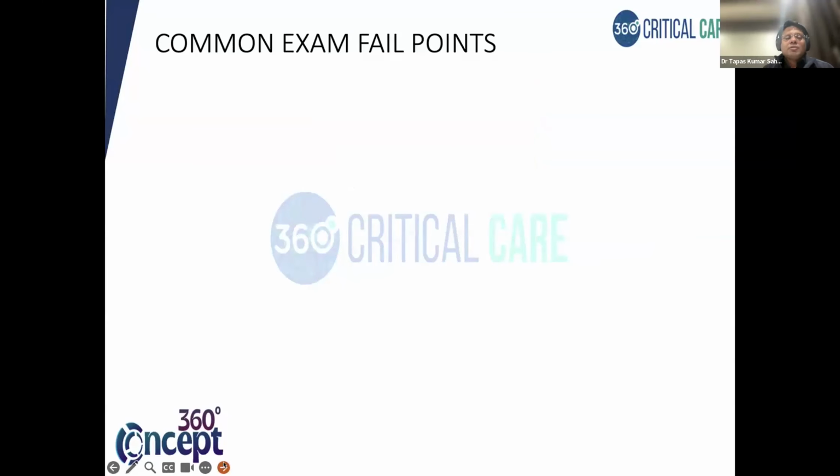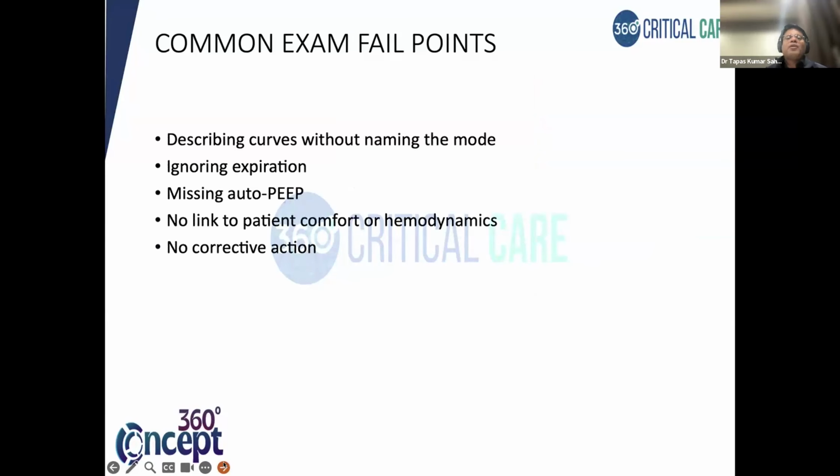Now, common exam fail points. When you are talking about gold, you should also look at the coal. Okay, describing curves without naming the mode, ignoring expiration, missing the basic things like auto-PEEP, some of the standard maneuvers you do not know, you are not confident, little link to patient comfort or hemodynamics, and you have not discussed how you are going to take corrective action. This is something where the examiner would not take 5 seconds to fail you.